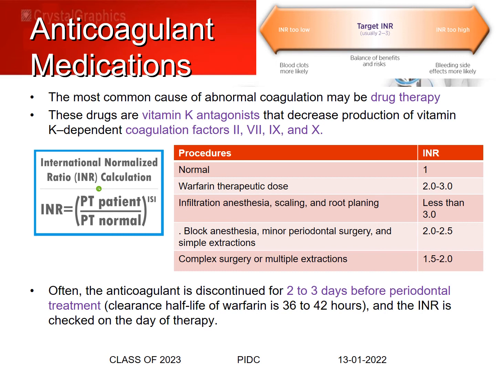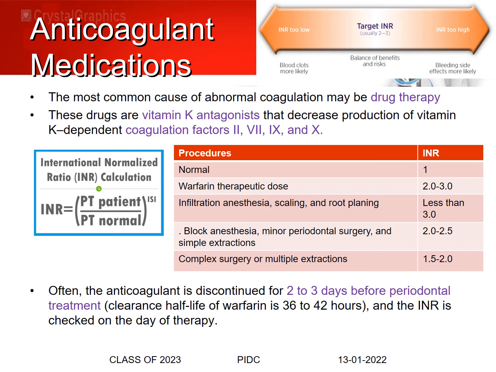In such individuals, INR is usually calculated, wherein it is the prothrombin time of the patient divided by the prothrombin normal time, to the power of the ISI. Normally INR is 1. With the warfarin therapeutic dose, it's 2 to 3. Infiltration anesthesia or scaling and root planing can be done if it is less than 3.